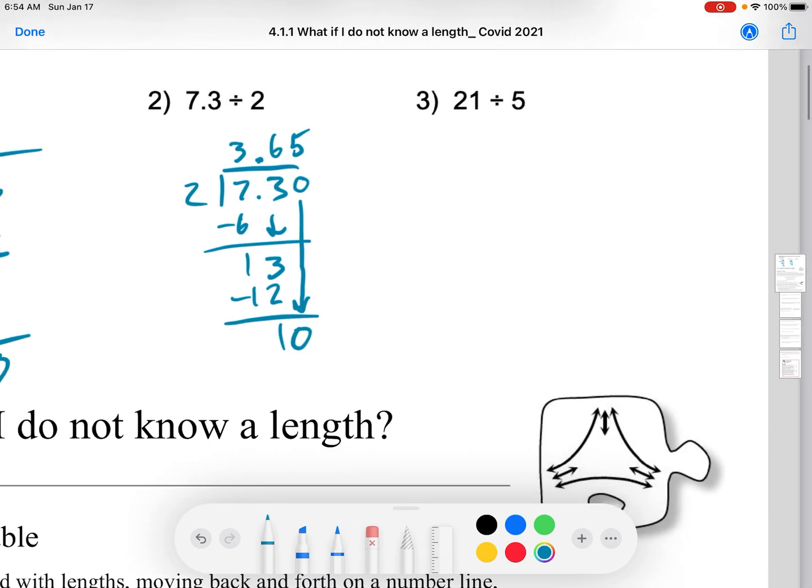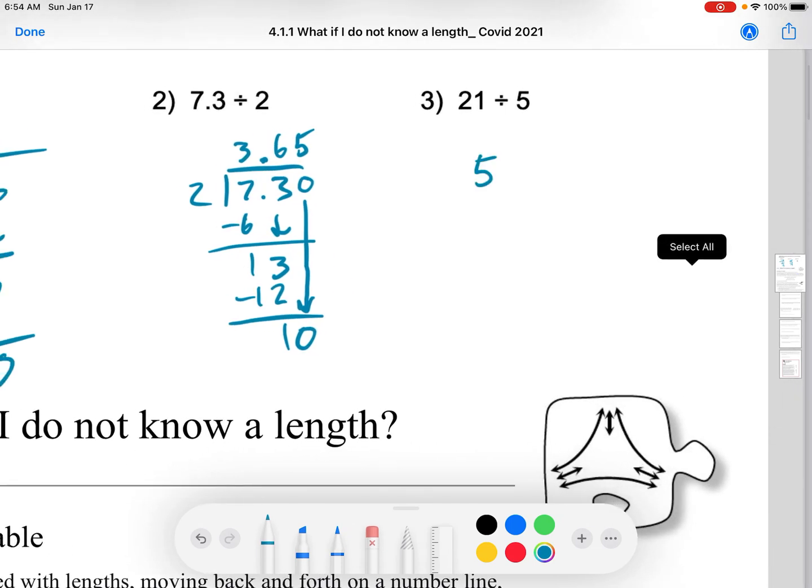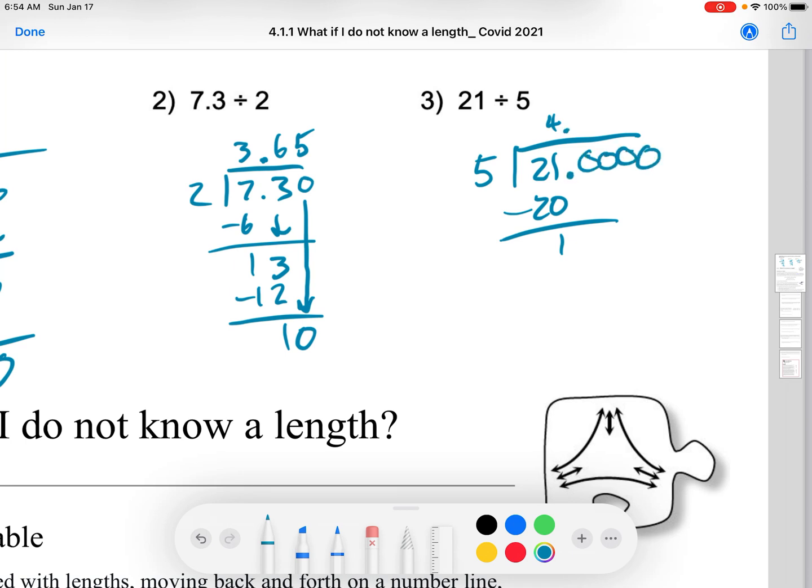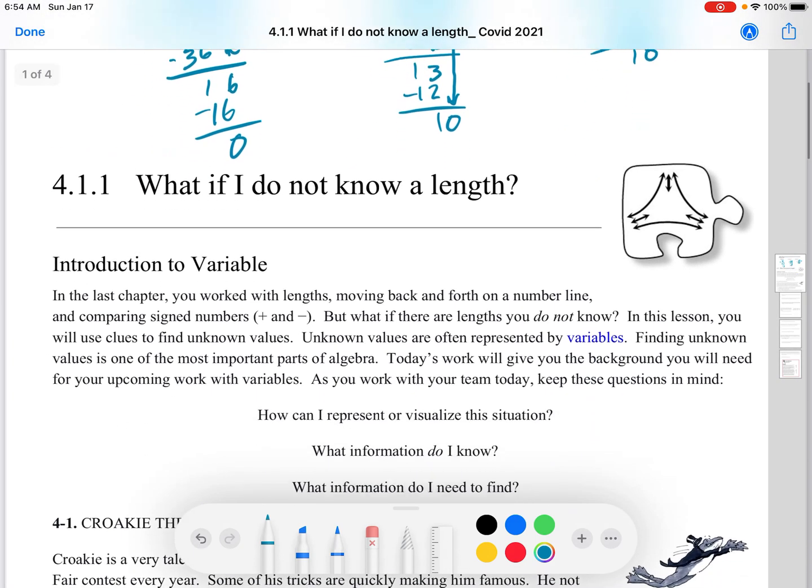All right, and then let's do the same thing with this one here. We have a 5, and we have 21. How many 5's go into 20? 4 times that, and we subtract, we get a 1. It looks like I'm going to need some extra, so I'm going to add a decimal with as many zeros as I want. Doesn't matter, still 21. So then I'm going to drop one of those zeros down. How many 5's go into 10? 2. 4 and 2/10. All right.